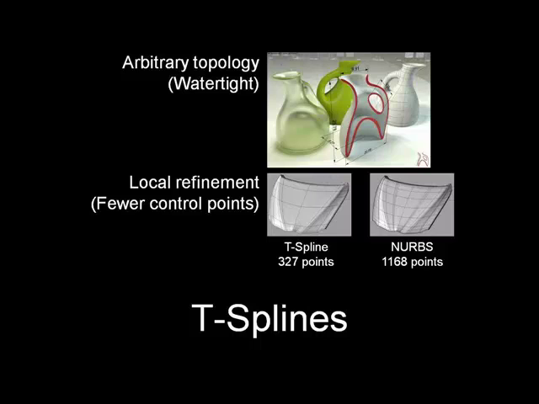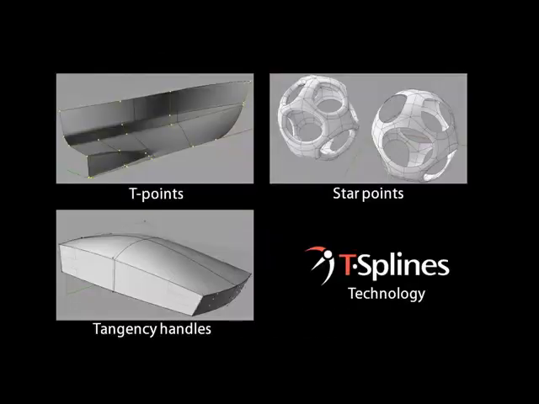Second, with T-Splines, you can have local refinement in your model, which means you can have detail just where you need it without having the detail propagate across the whole model, which makes the model easier to control and also to fair.